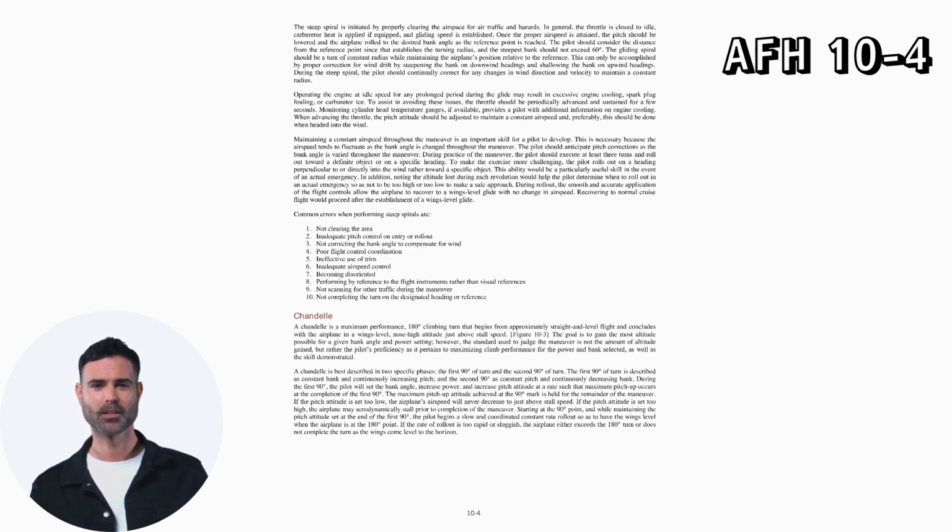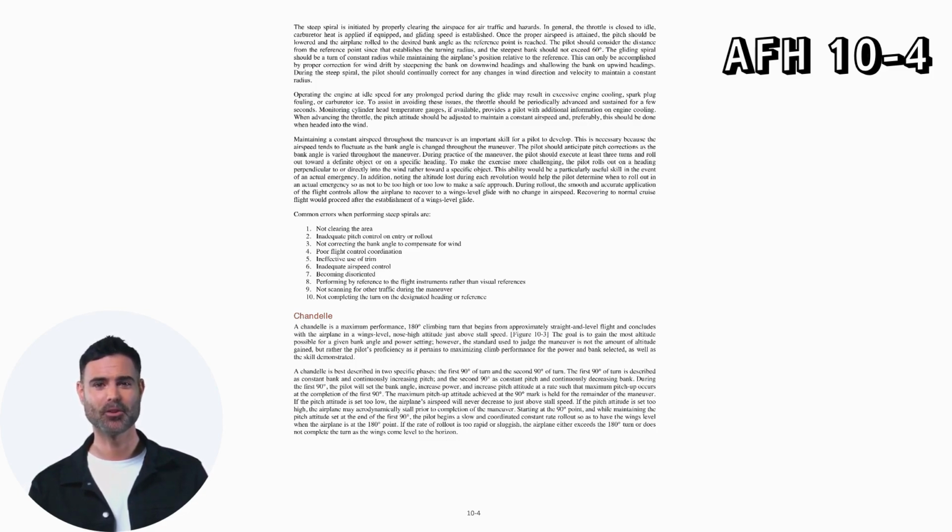During the first 90 degrees, the pilot will set the bank angle, increase power, and increase pitch attitude at a rate such that maximum pitch-up occurs at the completion of the first 90 degrees. The maximum pitch-up attitude achieved at the 90 degrees mark is held for the remainder of the maneuver. If the pitch attitude is set too low, the airplane's airspeed will never decrease to just above stall speed. If the pitch attitude is set too high, the airplane may aerodynamically stall prior to completion of the maneuver.